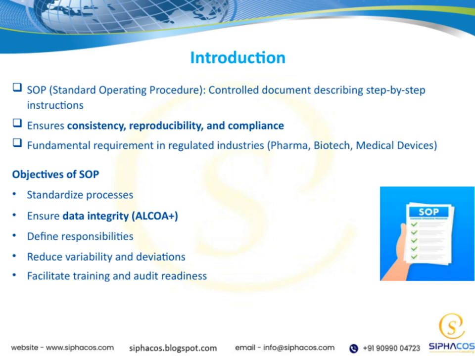Now moving on to the main objectives of an SOP. First, it helps standardize processes across teams and departments, creating a uniform approach to work. Second, it plays a key role in ensuring data integrity, often summarized by the ALCOA plus principles. Data being attributable, legible, contemporaneous, original, and accurate, plus other qualities like complete and consistent. Third, SOPs clearly define everyone's responsibilities, so there's no confusion about who does what. Fourth, they help reduce variability and deviations, which can lead to errors or non-compliance.